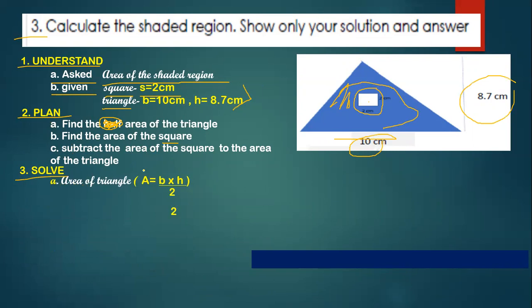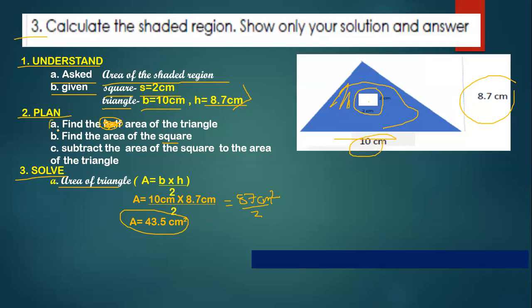First, find the area of the triangle. So the formula for the area of triangle is equals to base times height divided by 2. Okay? So tingnan natin yung given facts sa triangle. So merong base, merong height. Okay? So masosolve natin. Replace the values lang. So area is equals to 10 cm, which is the base, times 8.7 cm, which is the height. Okay? Multiply everything lang. So that is 10 cm times 8.7, that is 87 square centimeters divided by 2. Okay? Kaya ang sagot ay 43.5 square centimeters. Okay. Ngayon, nakuha mo na ang area ng triangle.